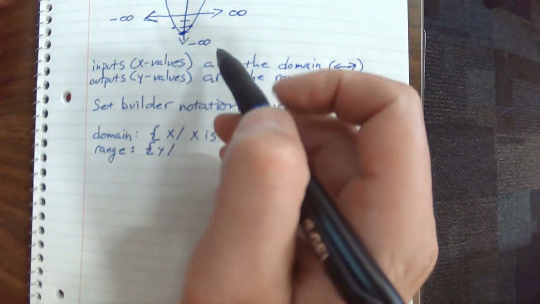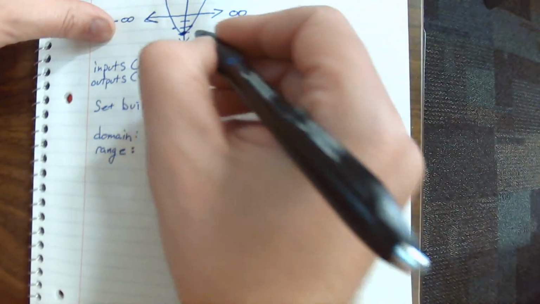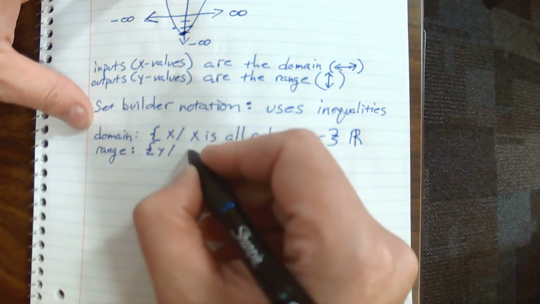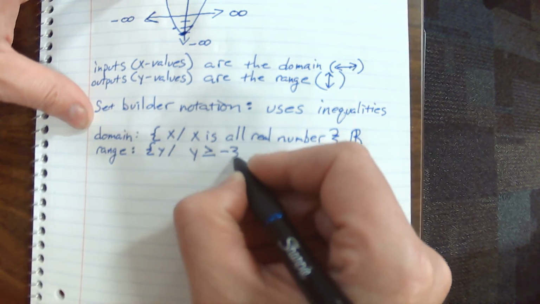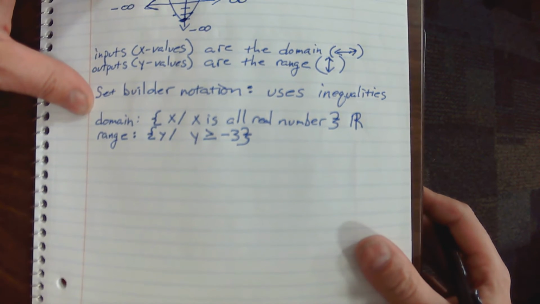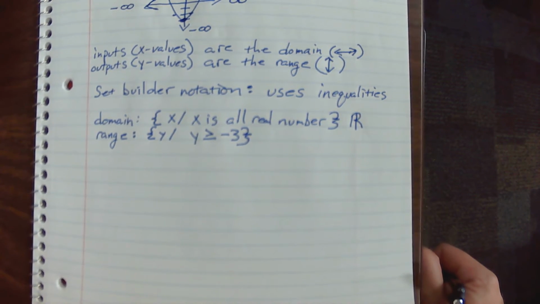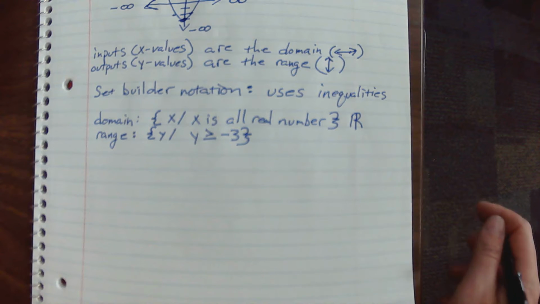All right, what's the lowest point on this graph right here? -3. Does it include -3? Yes. So y is greater than or equal to -3. So that is where our graph lives. It goes left to right forever, and it's greater than -3 up and down.